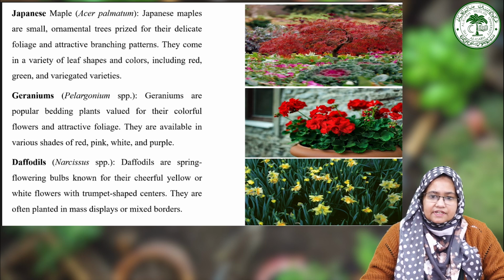Then, daffodils are spring flowering bulbs prized for their cheerful yellow or white flowers with trumpet shaped centers. As we can see, these are the trumpet shaped flowers. They are iconic symbols for spring and are often planted in mass display or mixed borders to add vibrant color and beauty to the gardens.